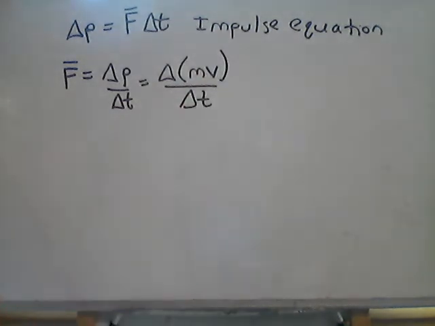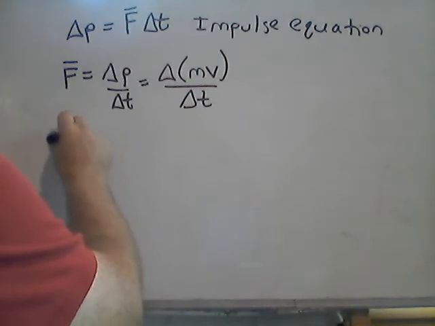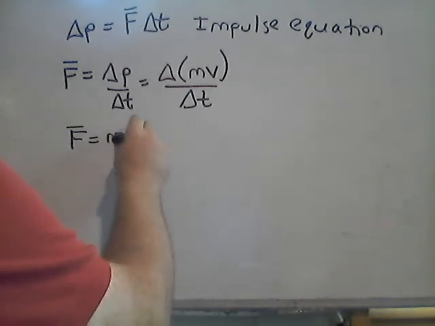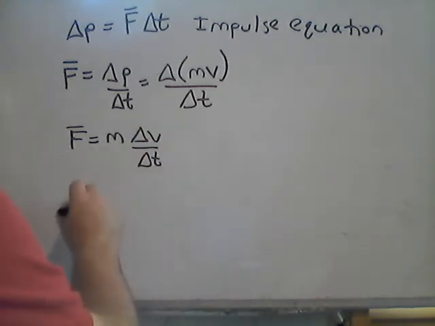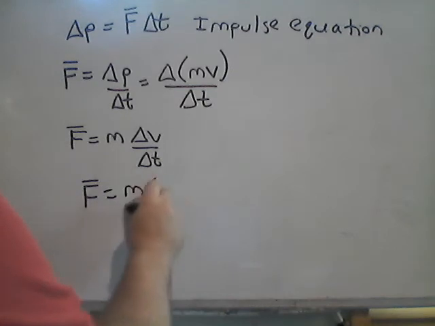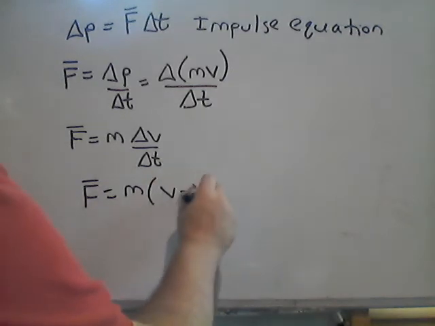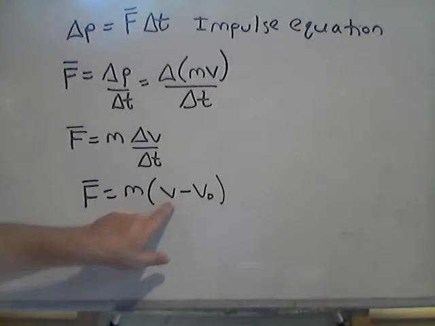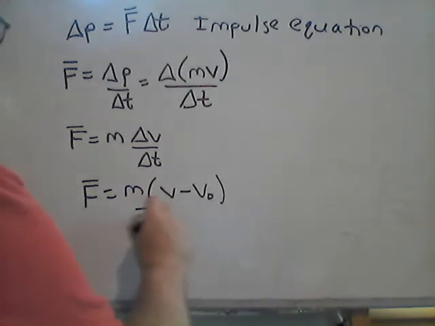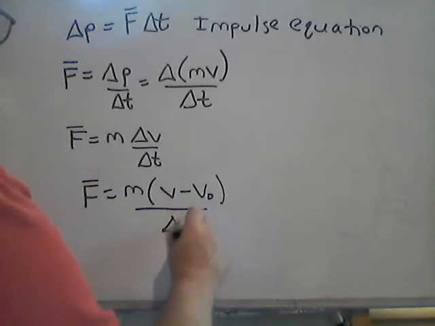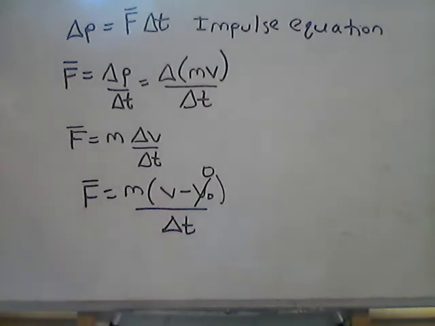We assume the bullet is totally indestructible. That means its mass will not change. That means its mass is a constant. So I can pull the mass out. F bar is m delta v over delta t. Or the average force is the mass times v minus v naught, the change in velocity. Here's the velocity where the bullet is going out of the gun, out of the barrel. Initially it's at rest, over delta t. And so we know that the bullet's initially at rest, so it has a v naught of zero.